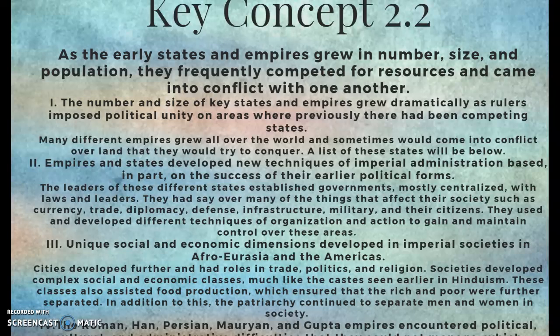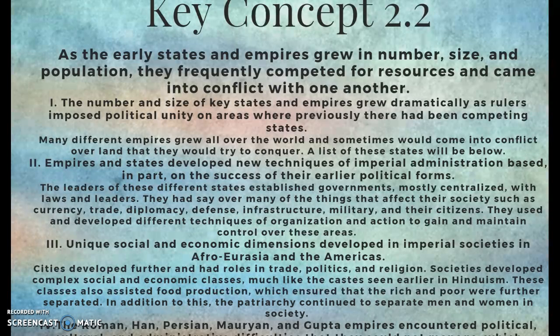Key Concept 2.2 is mostly about the growth of empires and how they were competing for resources and land, and basically that caused them to interfere with one another. The first Roman numeral is about how they grew, that they had new rulers, and what those new rulers did. The second Roman numeral is about the new forms of government based from those empires and on what those leaders did, and they sort of based those forms of rule on what they were doing before.